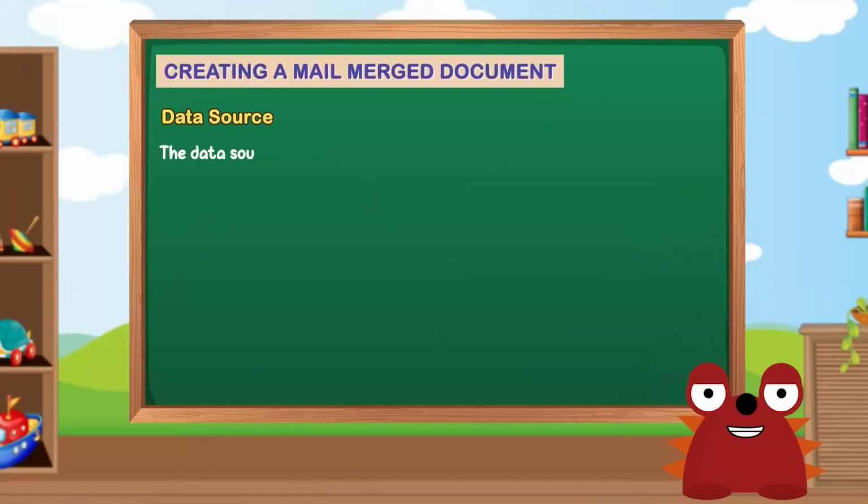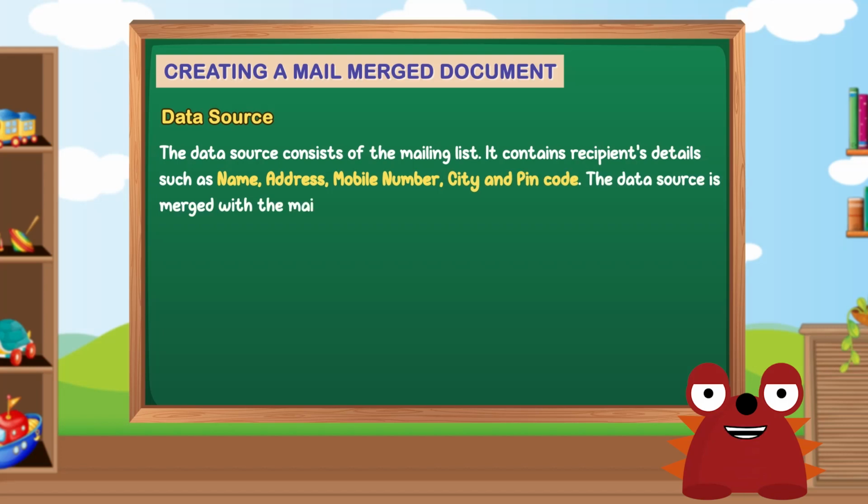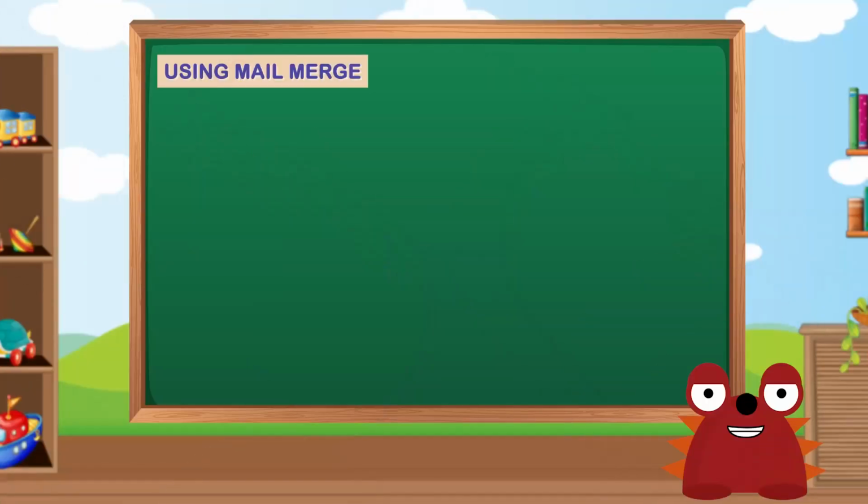And the data source consists of the mailing list. It contains the recipient's details such as name, address, mobile number, city, and PIN code. The data source is merged with the main document so that the details in the data source can be used in the main document. Now, let us understand how mail merge works overall.